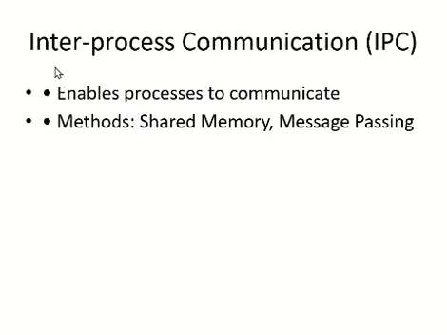Interprocess communication, IPC. It enables processes to communicate. IPC has two methods: shared memory and message passing.